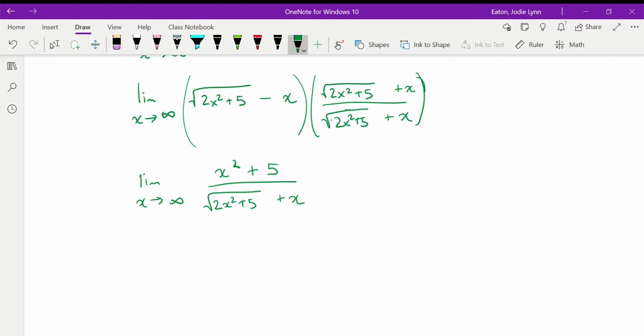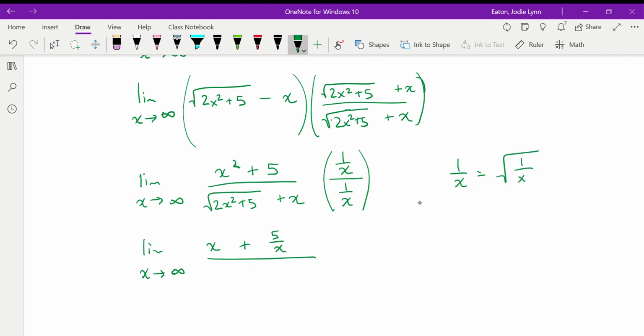And right here, so I have a 1 over x. Why am I multiplying by 1 over x? Because it's the highest power in the denominator. So we have 1 over x times 1 over x. So this gives me the limit as x approaches infinity of x plus 5 over x. Now, the denominator gets a little bit trickier. The 1 over x here, remember, 1 over x is equal to radical 1 over x squared. So that's going to get rid of our x squared under that radical sign.